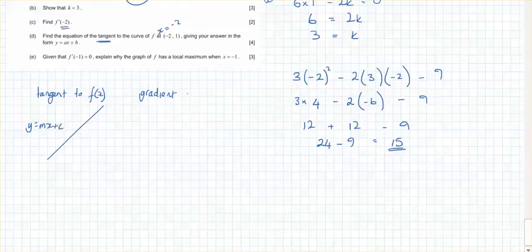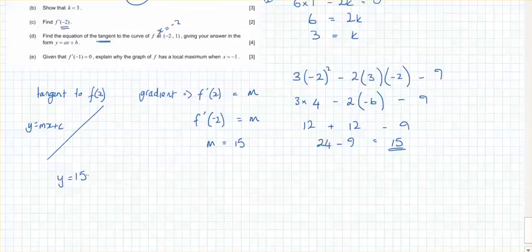So the gradient being f dash of x will give you m for the gradient. Or a if you're doing IB, ax plus b. So we need to know x is minus 2, so we need f dash of minus 2 equals m on that line. Oh look, that just happens to be part C, so that m is 15. So over here we can then do y equals 15x plus something.